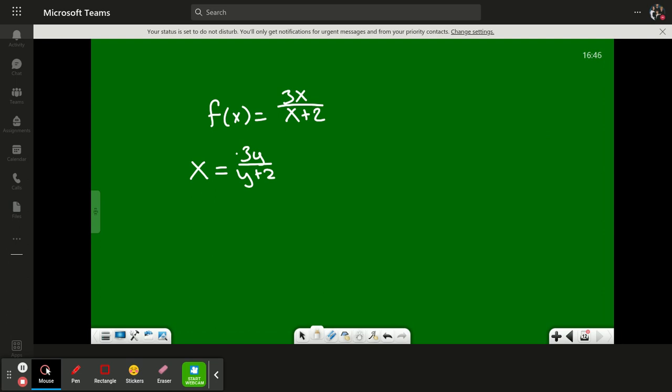Rational equation, multiply both sides by that denominator. That cancels. I had to get this y out of that parentheses, and the only way I'm going to do it is to distribute that x. So now, yx, 2x, 3y. Now I'm trying to solve for y. So what do you think would be my next step?